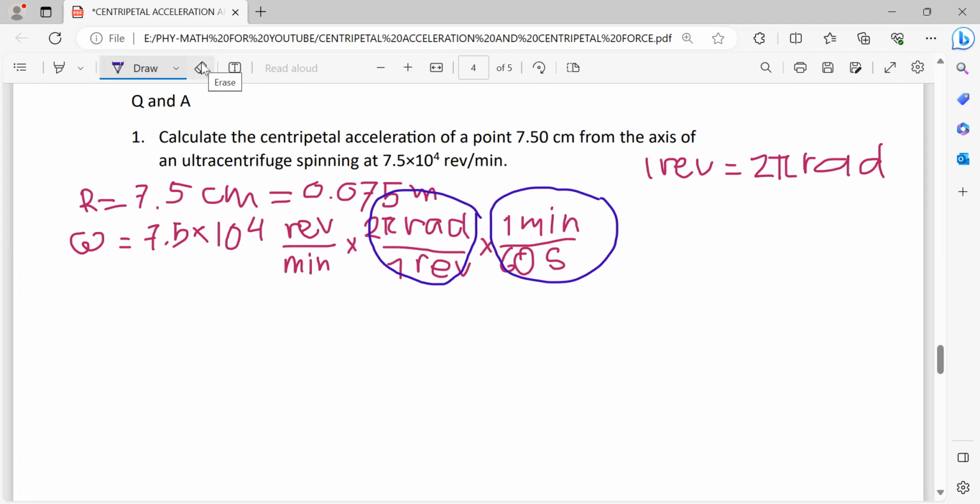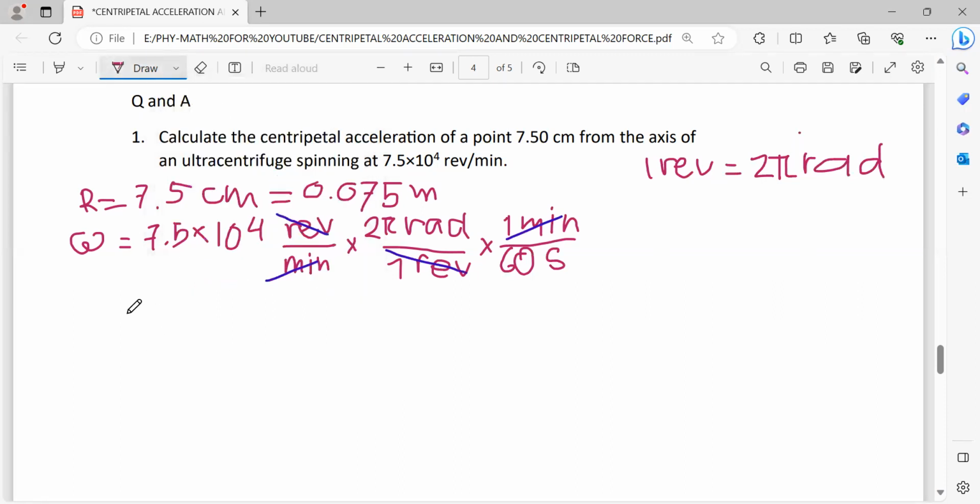I did it because, as I told you, I will simplify this angular velocity from the unit revolutions per minute to radians per second. So look, minute divided by minute equals 1, and revolution over revolution equals 1. So 2 pi radians per second.